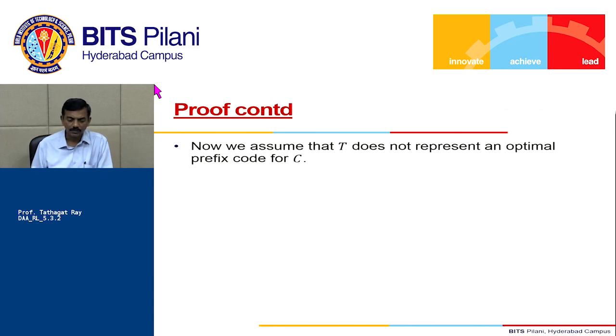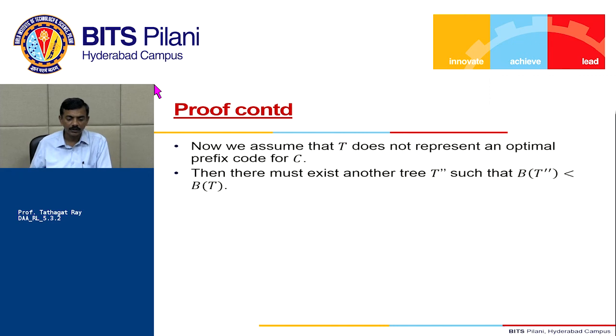Now, once we have done that, let's say that this tree T does not represent an optimal prefix code for C, because if it does, we are done. So for the sake of contradiction, let's assume T does not represent an optimal prefix code for C after doing this replacement. Then there must exist another tree T double prime such that the cost of T double prime is strictly less than the cost of T.